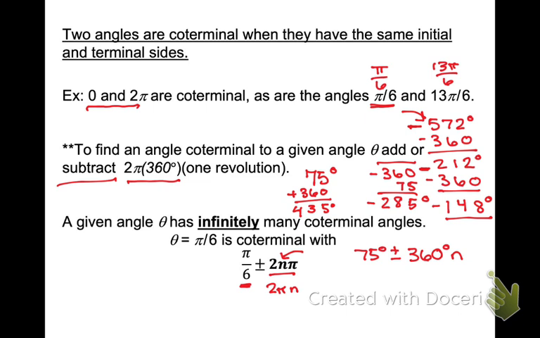So fraction math, yes. Pi over 6 plus 2 pi, what do I have to have to add that? Common denominator, which is going to be 6, which makes the 2 pi what? 12 pi over 6. So it would be 13 pi over 6. Yes? Okay, don't forget your fraction math.